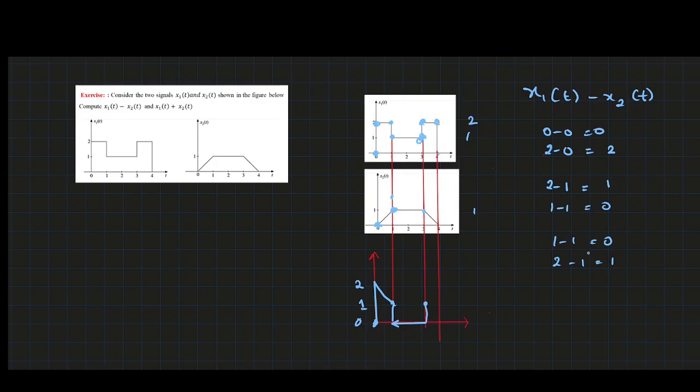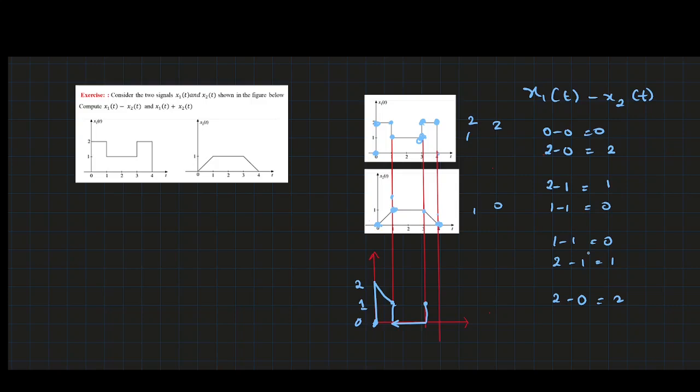The next change is at this point, that is 2. And at this point, because we have to be working with the same line, that's 0. So it's 2 and 0. So that's 2 minus 0. That equals what? 2. So this is going to go up to 2.